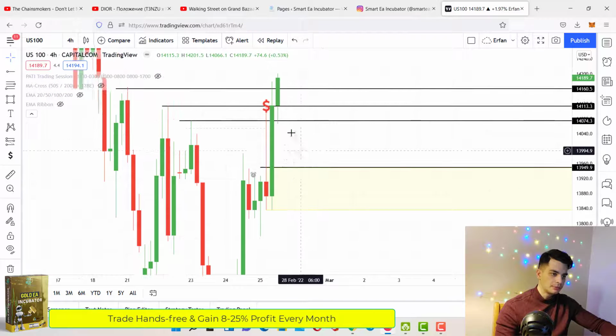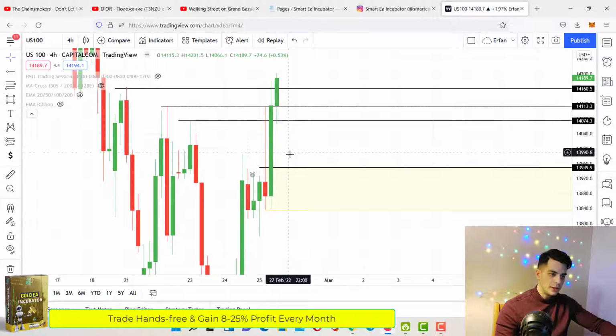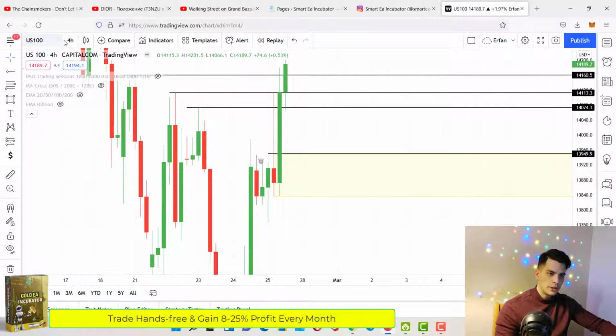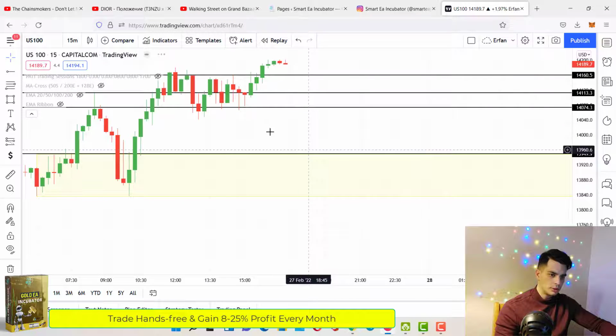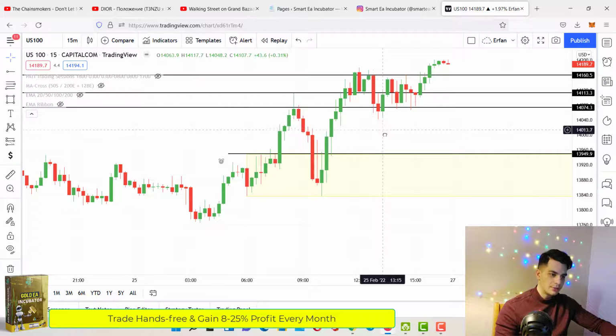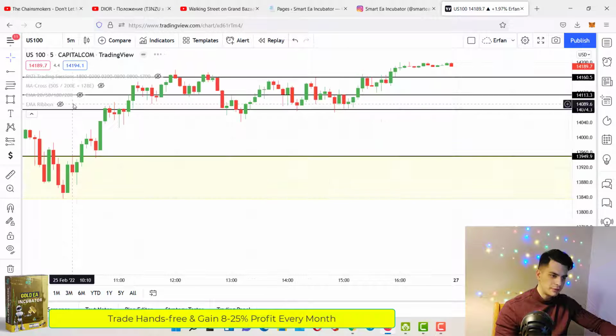This one right here. Let me just delete this. I don't know why I had my high probability order block here. Oh yeah, because of this one. Probably in 5 minutes, if I'm not wrong.